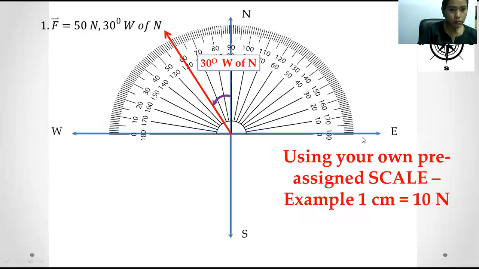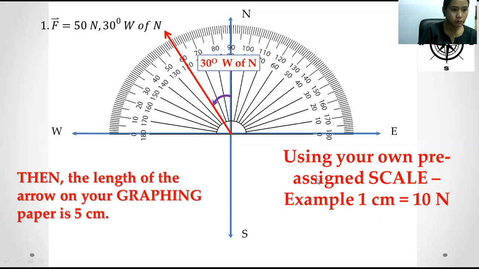Now, using your own pre-assigned scale, by the way, in the discussion or in the handout or in the module, it was stated there that in order to fit very long or very huge magnitudes of vectors, we need to assign a scale in order to fit in very large magnitudes. So for example, since we have 50 newtons, 30 degrees west of north, shall we say we use the scale 1 centimeter equals 10 newtons.